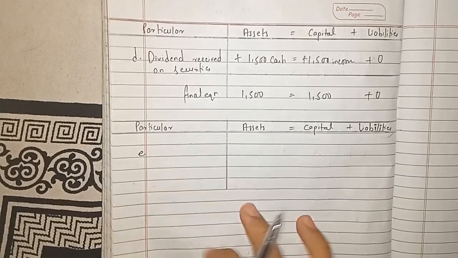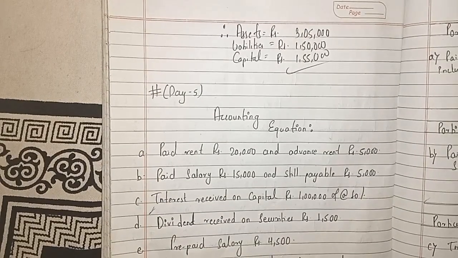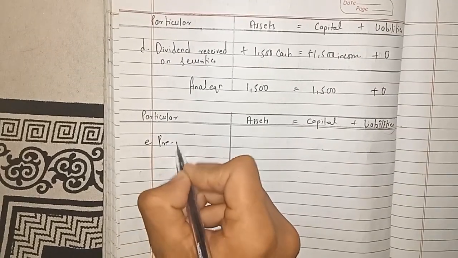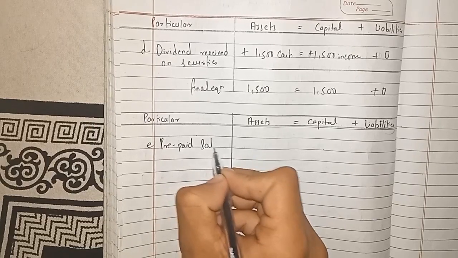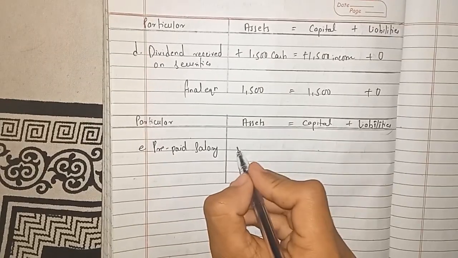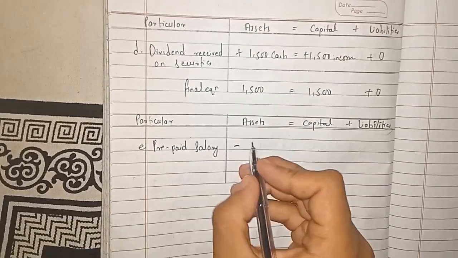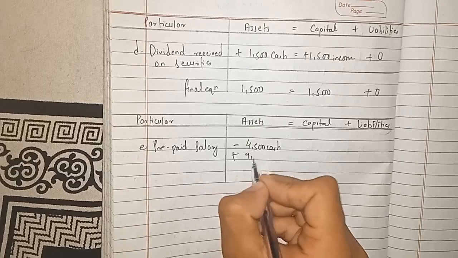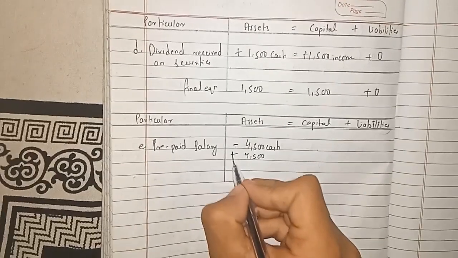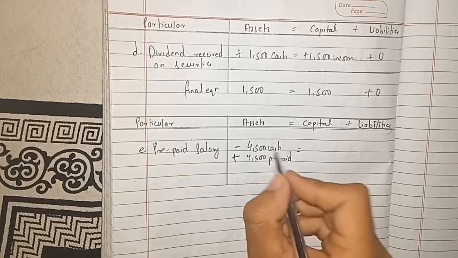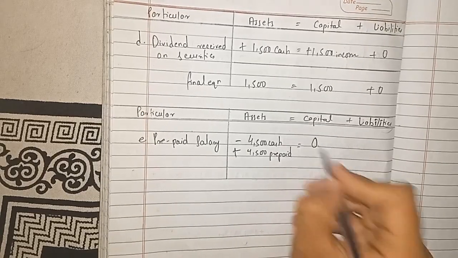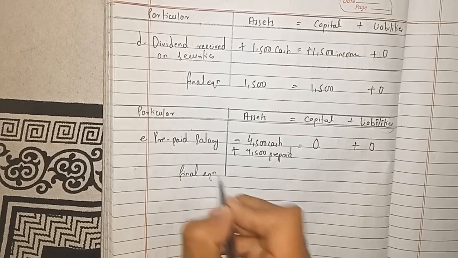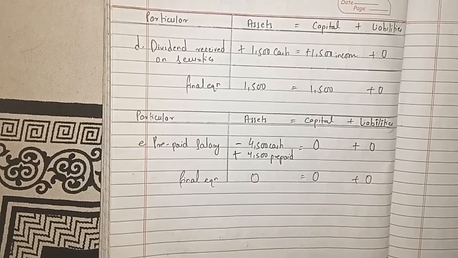Our last question is prepaid salary Rs 4,500. Prepaid salary means we have paid how much money? 4,500 as cash, and prepaid will always be added in the asset column, so prepaid salary is an asset. There will be zero effect on capital, and liabilities will be 0. Our final equation will be 0 is equal to 0 plus 0.